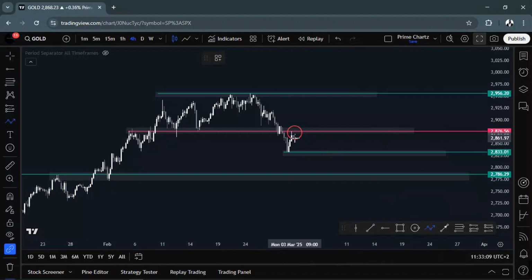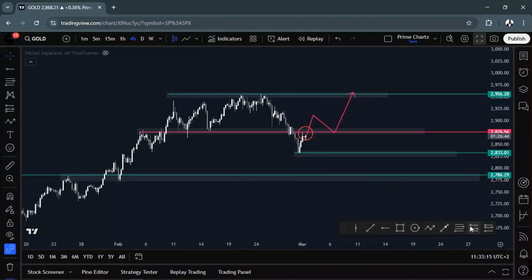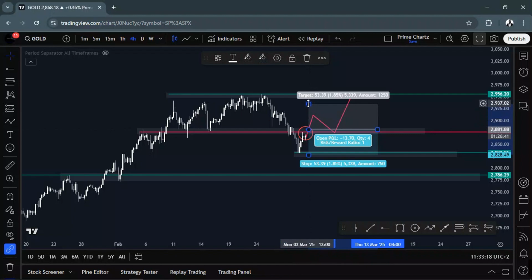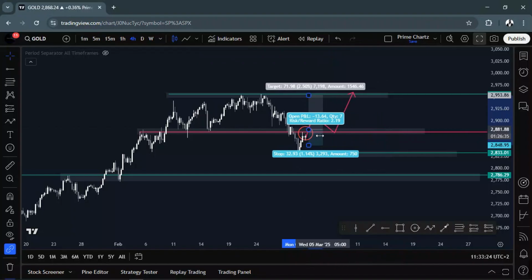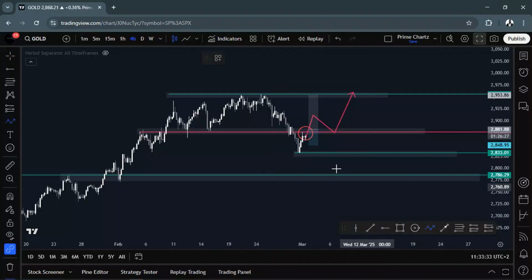So from here, price might actually just push like this, right? If price managed to break above, it means we are going to look for buying opportunities, only if price managed to push above the resistance zone. And if price fails to push above, we have another possible scenario: price might create a double bottom right here, pushing price to the upside.